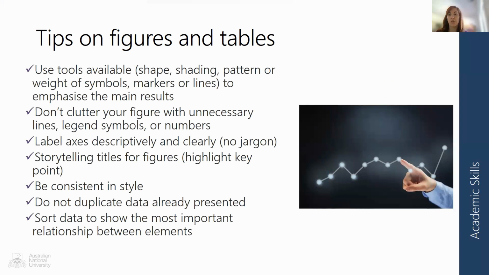How can you make that the most obvious and clear to your reader? So maybe you want to use shading to make the weight stronger for the line you want the reader to focus on. We need it to look really clean and clear, not cluttered. Label axes really clearly and descriptively. You might want to highlight the key point in your title for that figure and make it really clear: X increases as Y decreases, instead of the effect of X on Y. Be consistent with that style. Don't duplicate. And think about what's the most important relationship between elements and how you can best show that relationship.